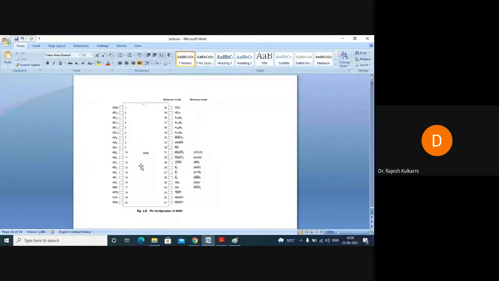So your CPU, to improve performance, can be in maximum mode also, which will be a multiprocessor mode. If your CPU is working in minimum mode, or a single processor mode, then the meaning of pin number 31 will be like this, 30 will be like this. If your CPU is working in maximum mode, then the meaning of pin numbers 31, 30 will vary. You can see pin number 24 to pin number 31: the functionalities of these pins vary whenever the mode changes from minimum mode to maximum mode.